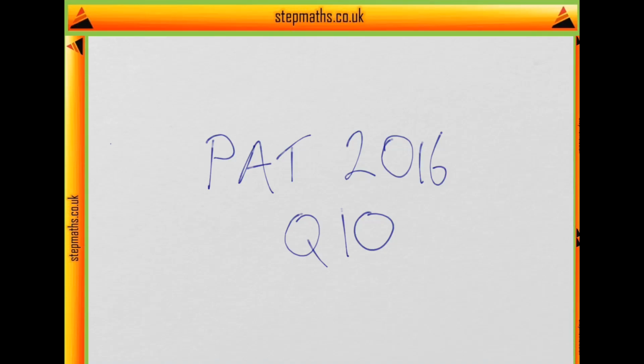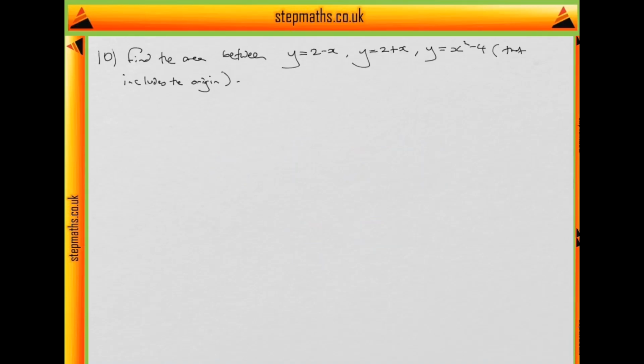Hi, so we're going through a PAT paper in 2016 looking at question 10. In question 10 we're asked to find the area between the curves y equals minus 2 minus x, y equals 2 plus x, and y equals x squared minus 4 for the area that includes the origin. Okay, so let's start by sketching these down.